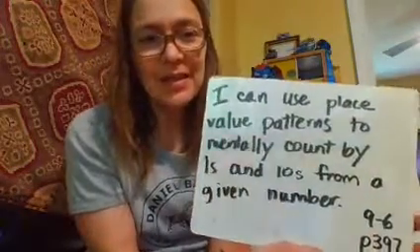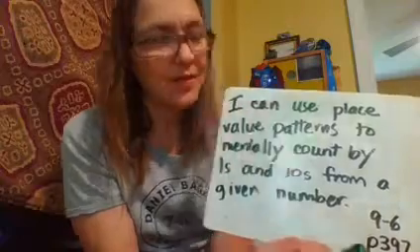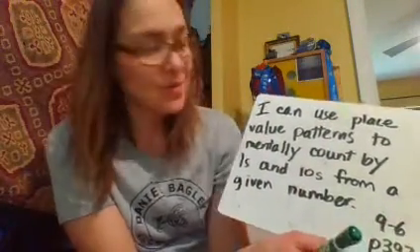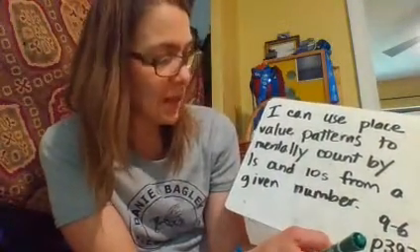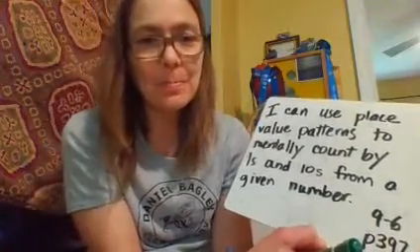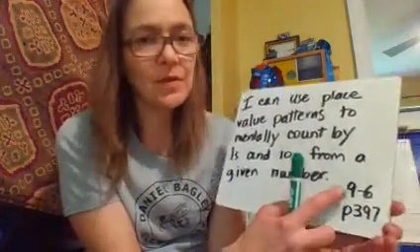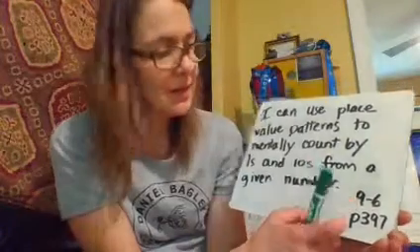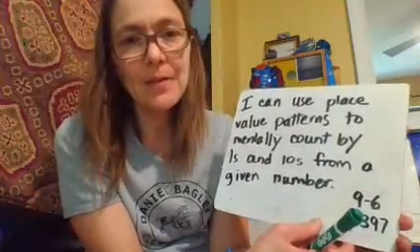And today we're going to start on 9.6, which is on page 397. And here's the I can statement. I can use place value patterns to mentally count by ones and tens from a given number. Okay, remember we're going to do 9.6 on page 397, and you're going to do 9.5 on your own.